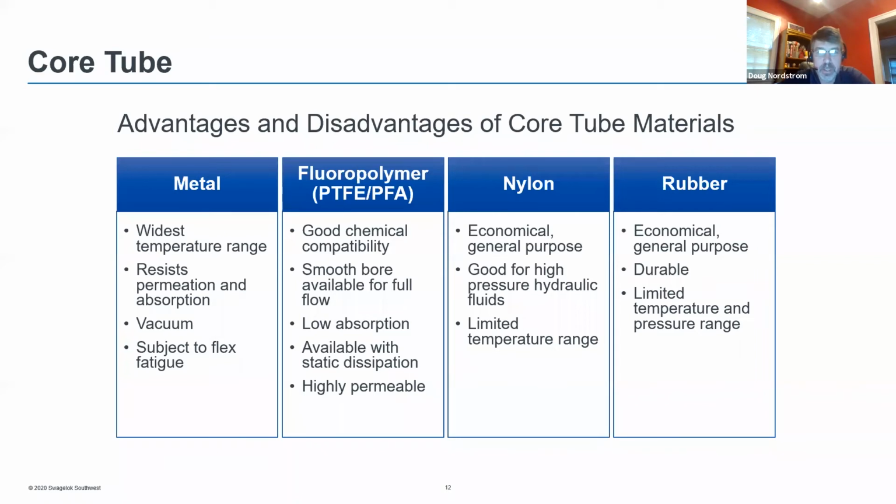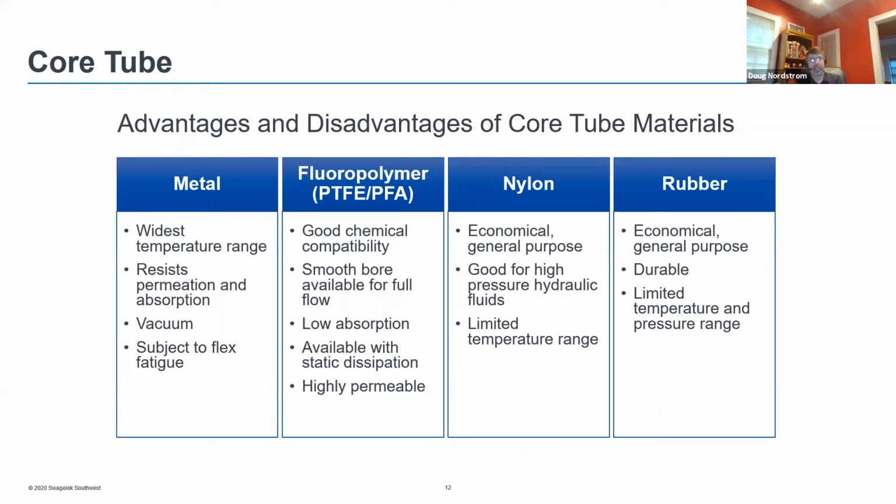We're showing a little chart here showing some basic advantages and disadvantages. Metal, of course, has a wide temperature range. It also practically eliminates permeation, which we'll get into in the next section on the next day we do our tech talk. It's much better for vacuum applications, but like bending a paper clip back and forth too many times, it'll break. Metal hose will break sooner than the rest of these.